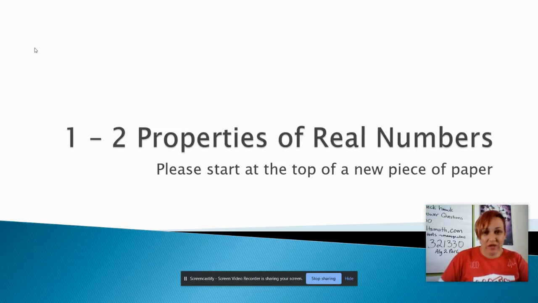Since we're starting a new day of notes, this is not video 3 or anything like that. Make sure that you're taking out a new piece of paper and that you're writing the new title across the top. So today's title is 1-2 Properties of Real Numbers. Remember, you can pause the video at any point in time if you need to write things down.